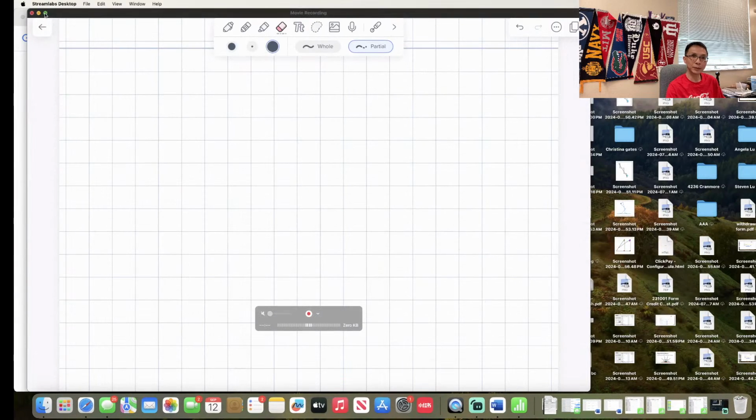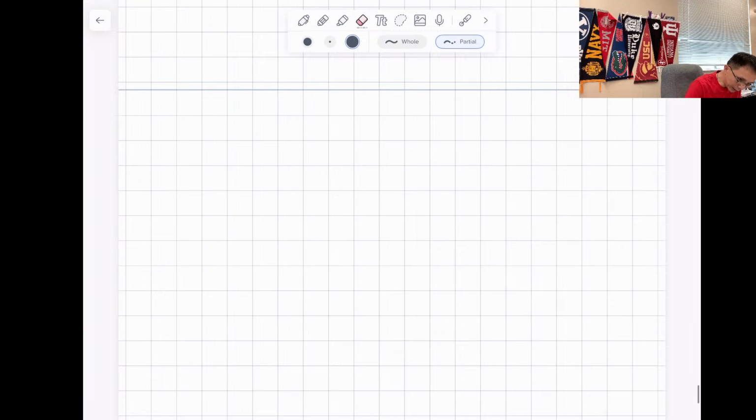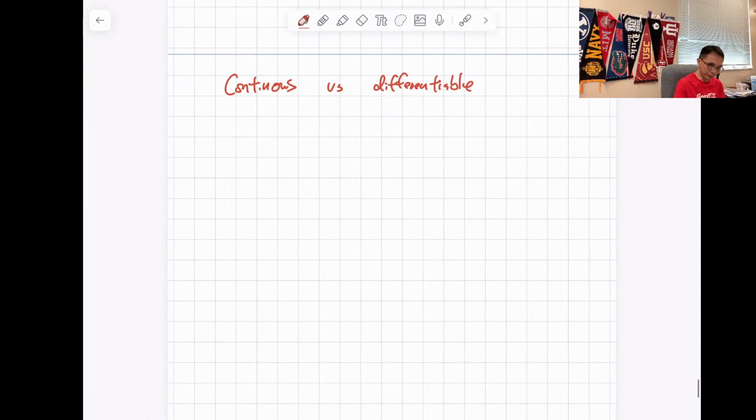I want to talk about it right now. What did you say though? So, continuous versus differentiable. Comfort differentiable. So what is a differentiable? So for me, I draw out a diagram.